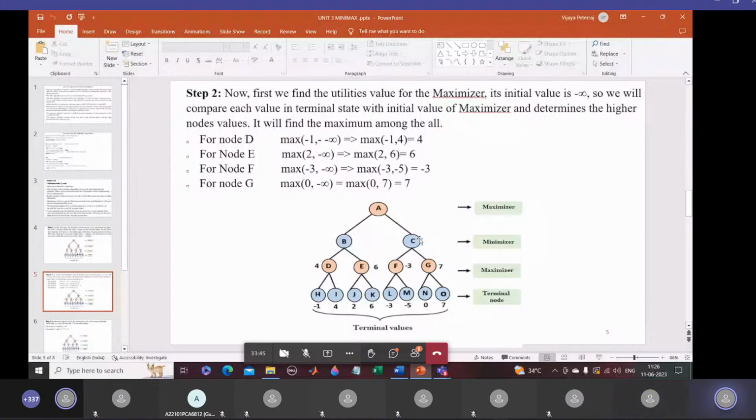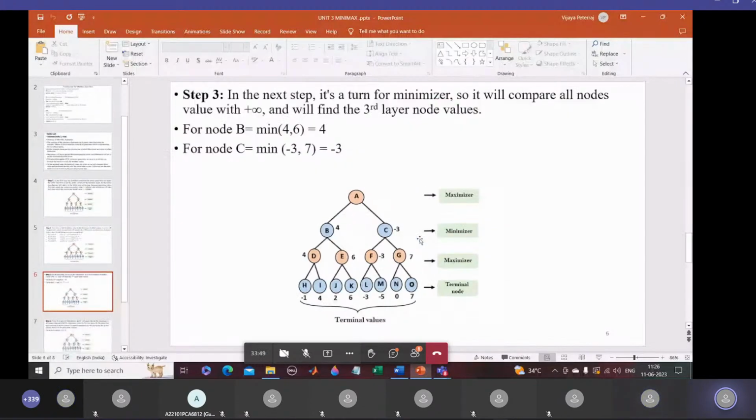The next level is going to be the minimizer. What are the two different nodes we have? B and C. For B, we have to look at D and E. What is the minimum value? It is 4. So B's value as a minimizer is 4. For C, we minimize minus 3 and 7, and the minimum value is minus 3. So C's value is minus 3.